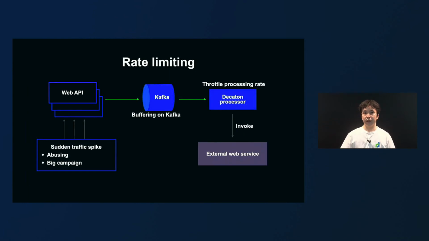First is rate limiting. For example, you may want to protect a downstream database or web API that is being accessed from the task processor from a large number of sudden traffic tasks. Since Kafka is a persistent streaming middleware, you can use Kafka as a buffer to smooth the traffic by throttling the processing pace on the Decaton side. Setting such rate limits is very easy in Decaton.